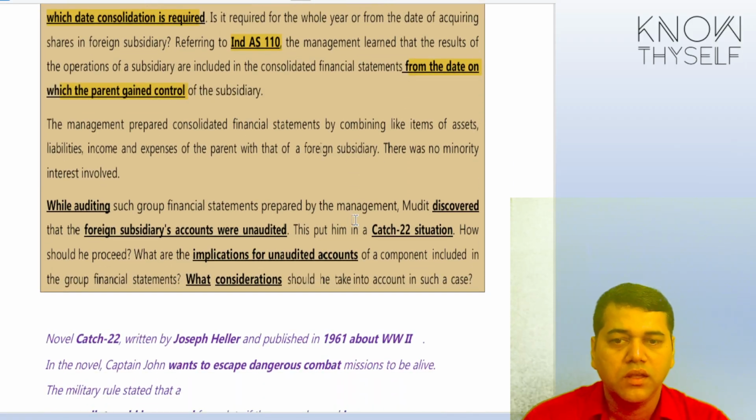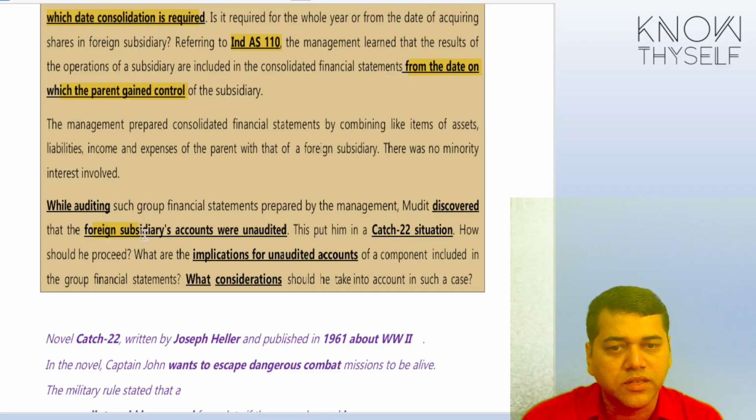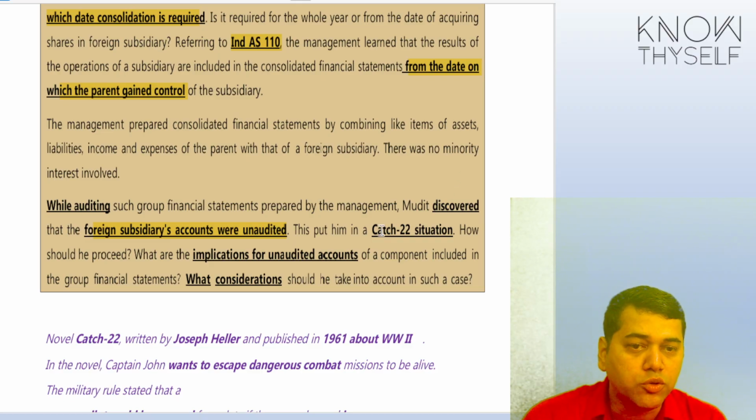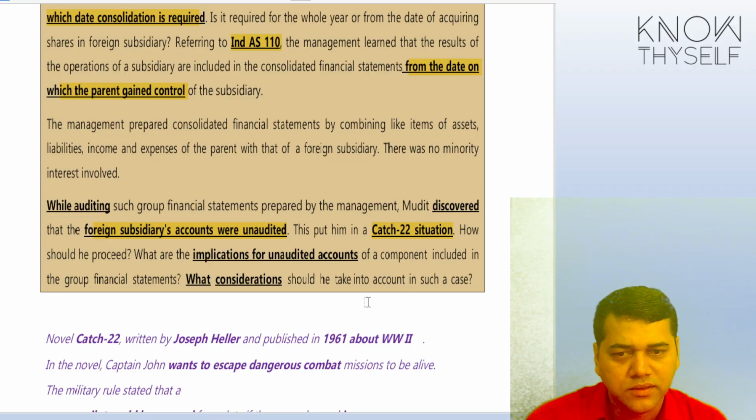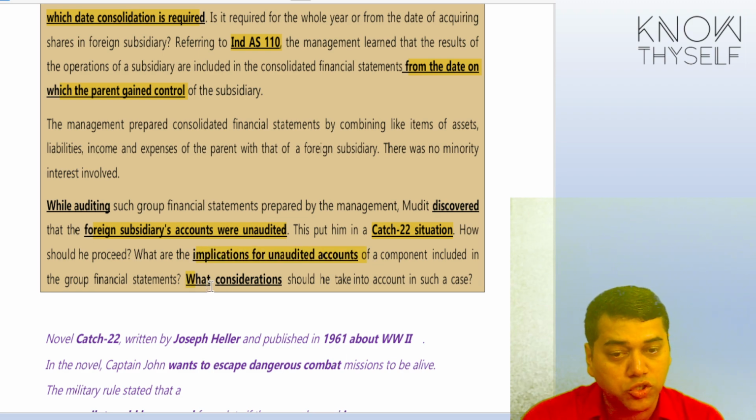Now, while auditing such a group, the CA discovered that the foreign subsidiary accounts were unaudited. See, one more problem came, problem after problem. Now, this has put them into a Catch-22 situation. What exactly is Catch-22? We will see. Now, what is the implication of unaudited financial statements? What should be my consideration?